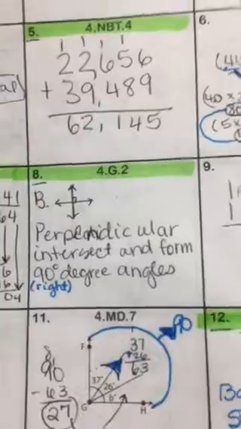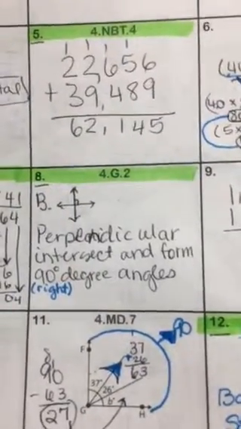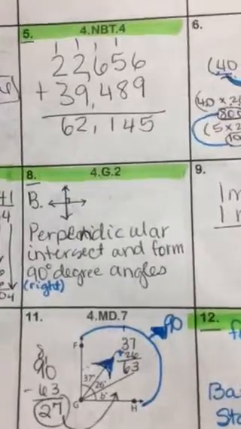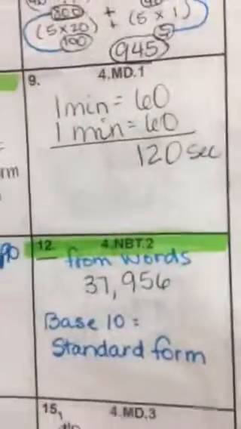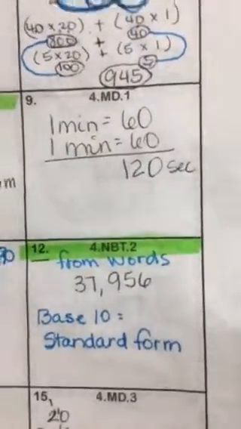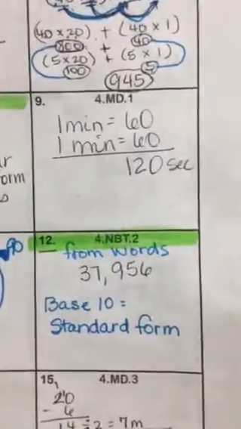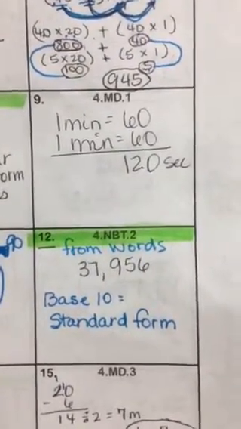On number 8, they had to pick the perpendicular lines, but if you'll notice on your child's paper, they should have perpendicular and parallel definitions written so that they're practicing both of those. Number 12, if you'll notice on mine, says from word form. So they took the words and had to write the number in standard or base 10 form. And that's all on that page.